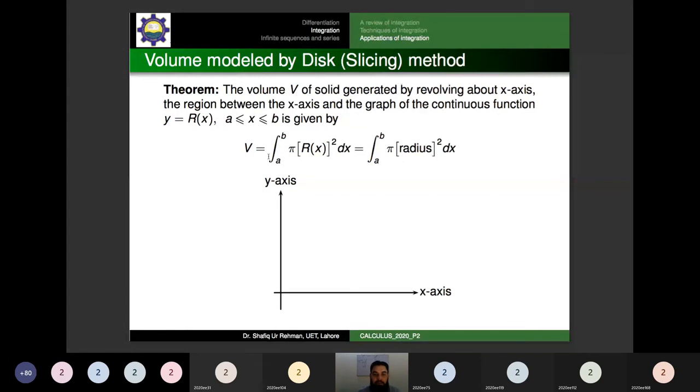V is equal to a definite integral from a to b of pi R of x squared dx. If you look closely, capital R describes the radius of the corresponding circular object. And what if you combine pi together with the radius squared? Pi R squared, we know, is the formula that describes the area of a circle.